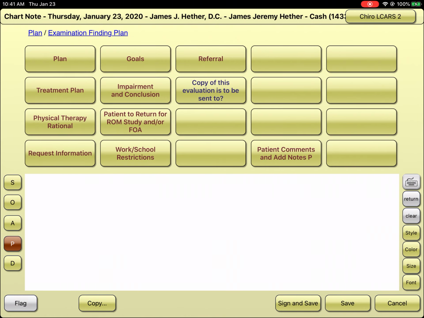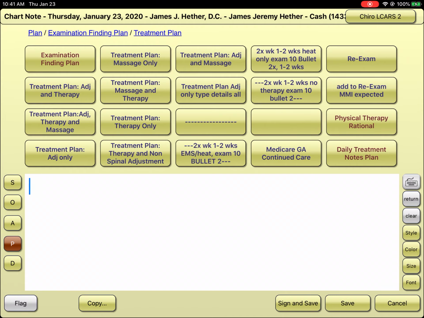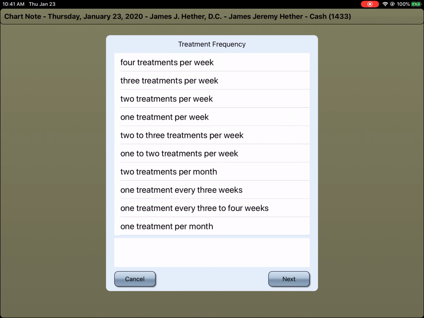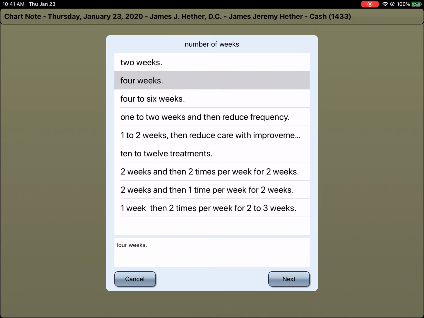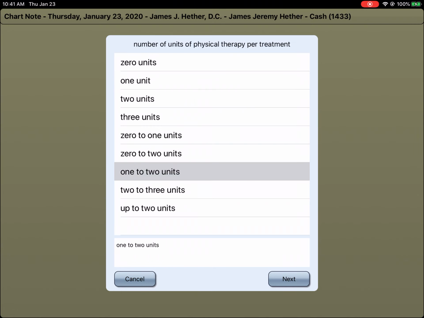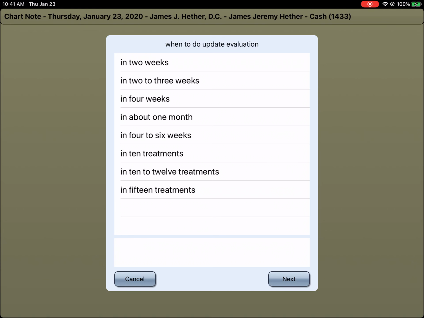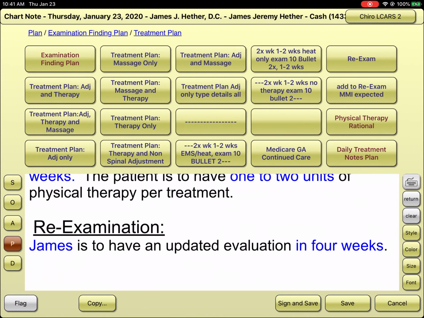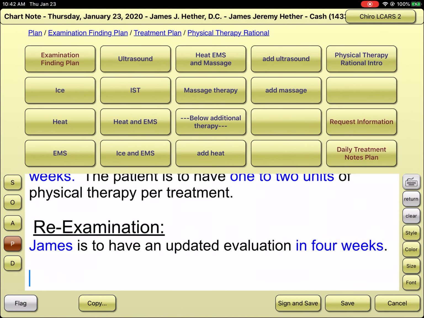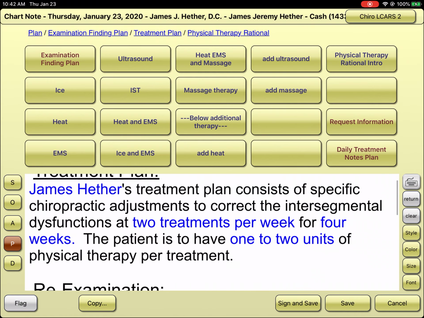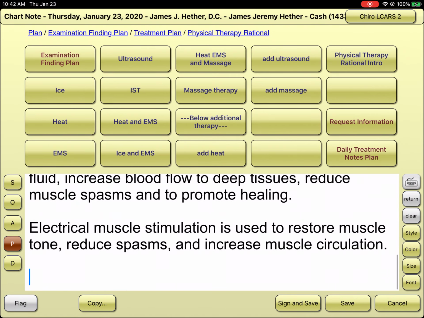So to see this person, let's recommend a treatment plan of adjustments and therapy. We're going to recommend 2 times a week for about 4 weeks with 1 to 2 units of therapy. We're going to re-examine the person in about 4 weeks. And why are we doing the therapy? We want to do muscle stim and heat. And again, there's our rationale to promote healing for that.